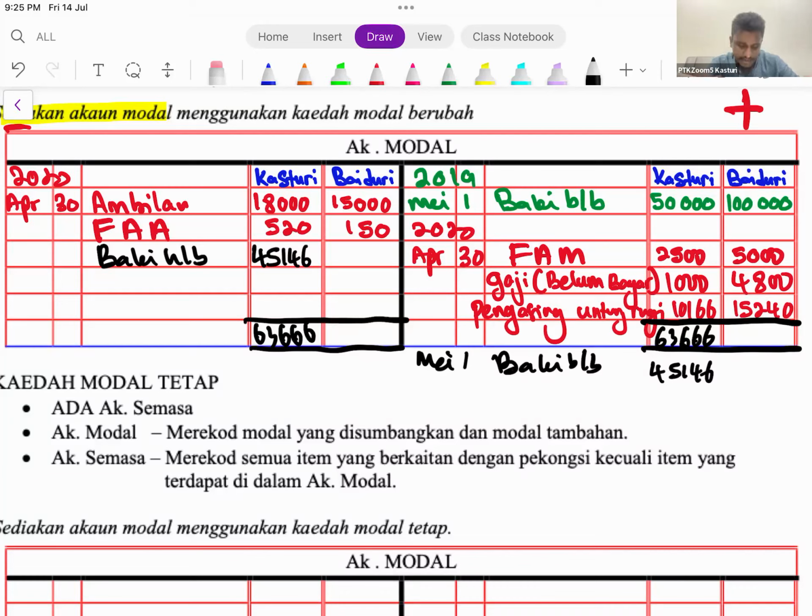Okay, I give you 1 minute. Can you copy this and also balance up the current account yourself? Balance up yourself. Faster, I give you 1 minute. Faster.